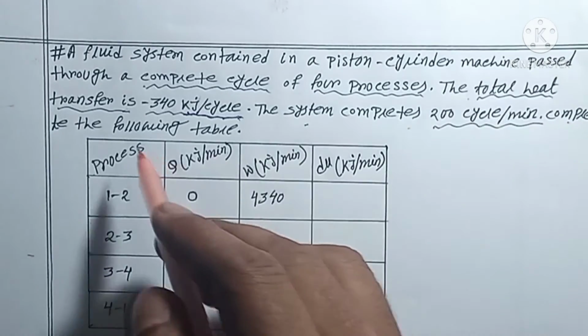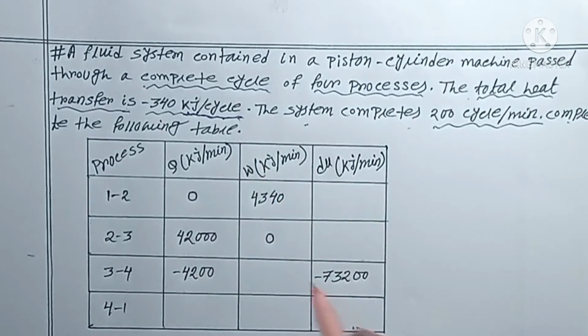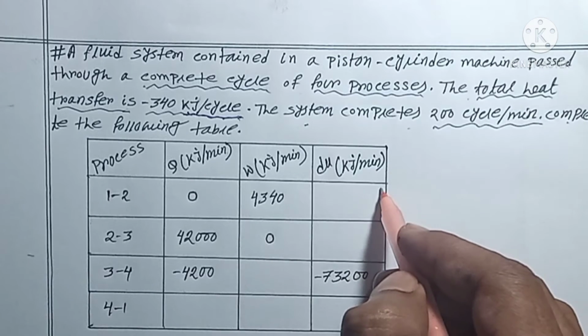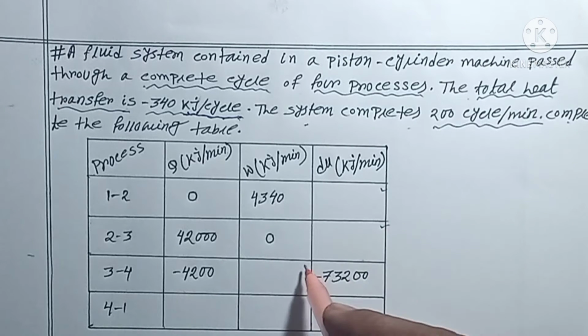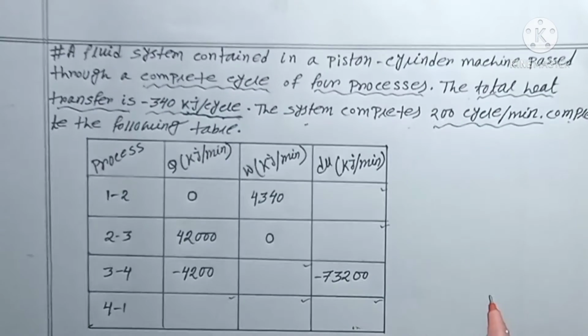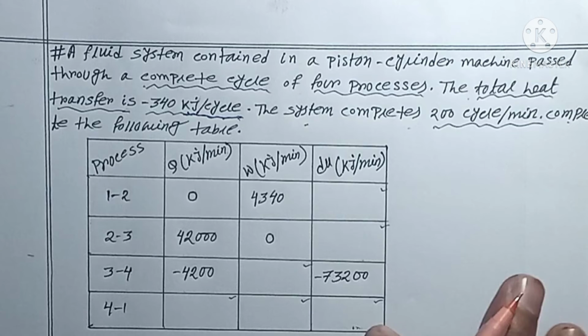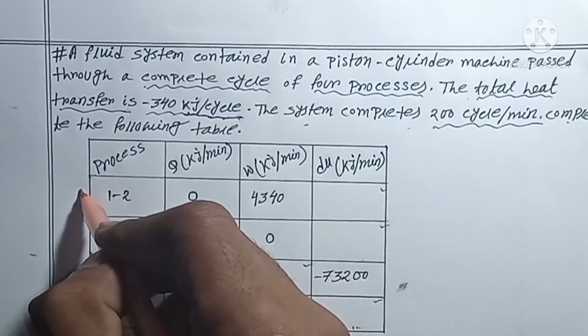Now complete the following table. So we have to fill these blanks, this one, this one, this one, as well as these three. When you read the question, you get an idea: the question is from the first law of thermodynamics for a change of state. So let's go through the processes one by one.